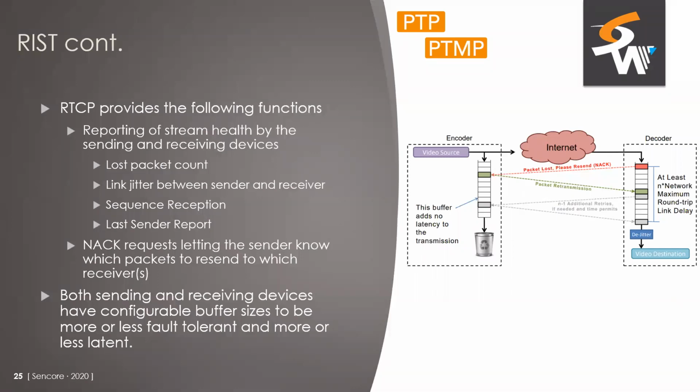And continuing on here, the NACK requests are also carried in these RTCP packets. You can see on the right-hand side there, if a packet wasn't received, the receiving device is going to send that NACK back to the sender, asking to resend that packet. And the couple of buffers shown there are important. On the encode side, we can have huge buffers and keep packets for long amounts of time without negatively impacting the latency of the overall stream. Really, the only thing limiting us there is the amount of storage space available at the encoder.